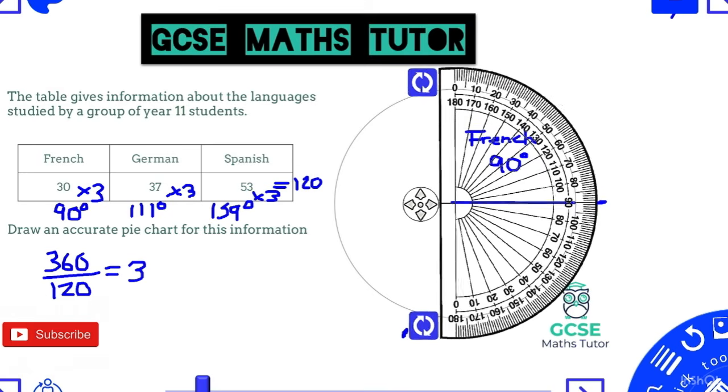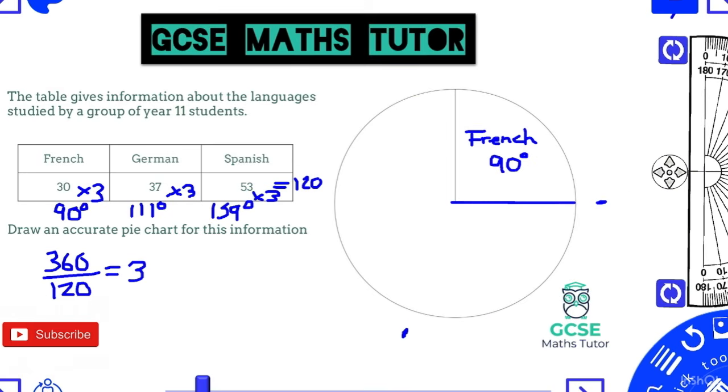Again, just pull that protractor out of the way, and we can draw in a nice straight line again from the centre. So from the centre, ruler and a pencil, join it up. I'm just going to shorten it a little bit. There we go. You can do that a little bit easier when it's not on a screen, but there we go. Using your ruler and a pencil, I'm just going to label that. So that would be German. And that was 111 degrees.